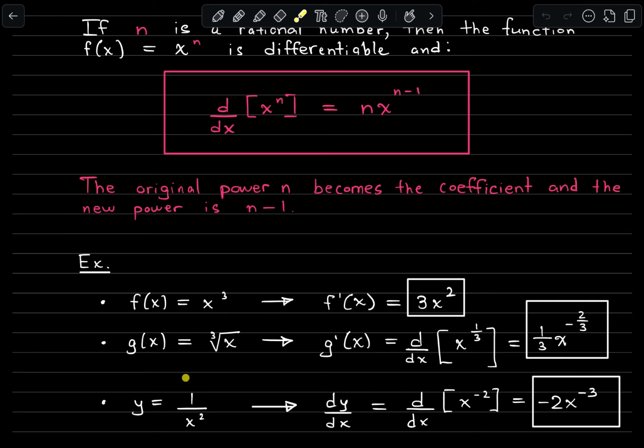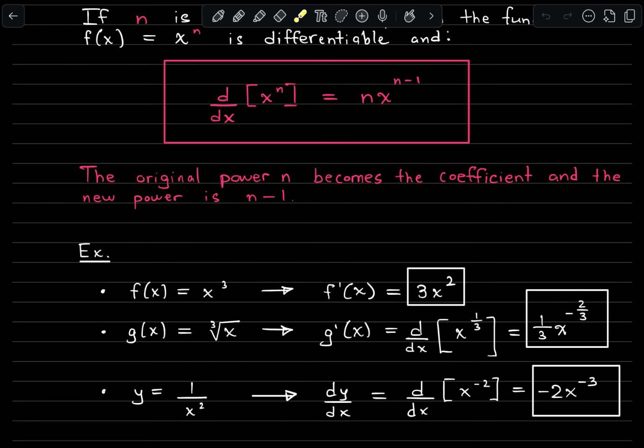And then the last example, 1 over x squared. We can rewrite this as x raised to the negative 2 power, and we apply the same rule. Negative 2 comes down and becomes a coefficient of x. From negative 2, subtract 1. Negative 2 minus 1 is going to give you negative 3.